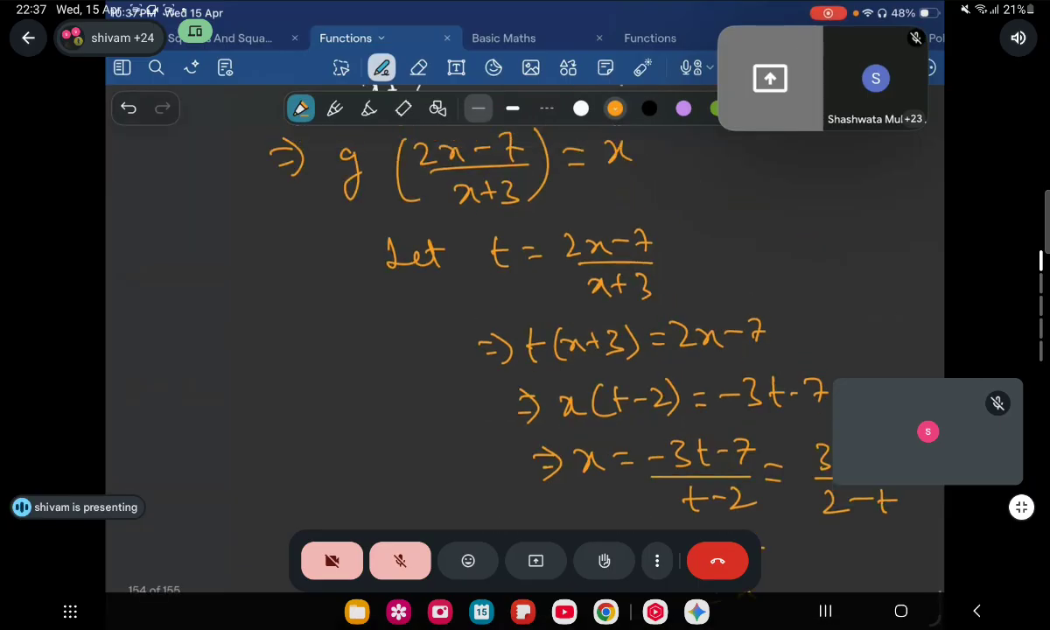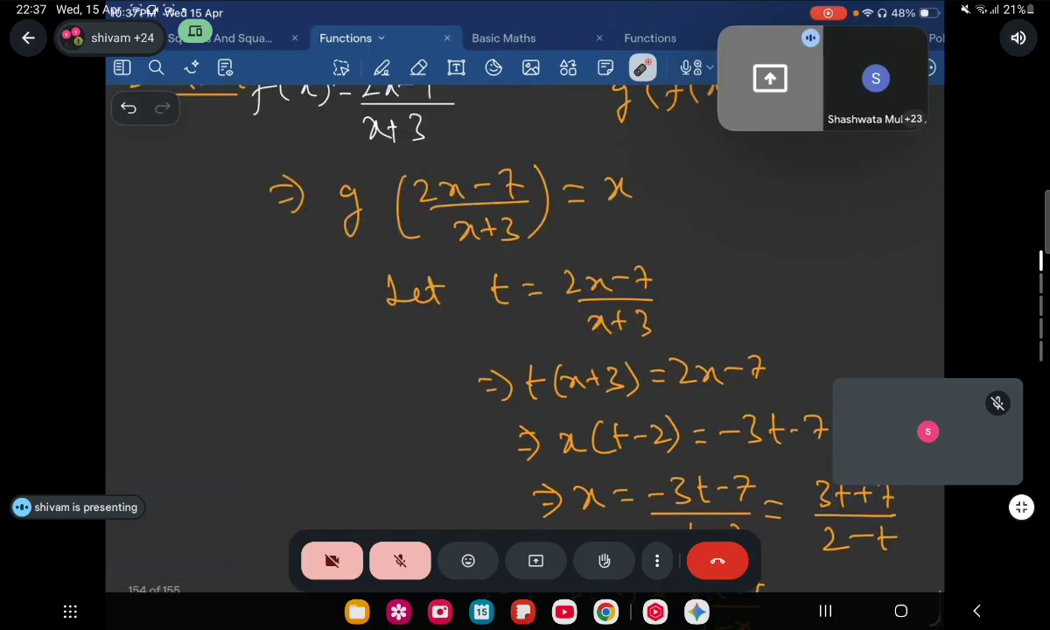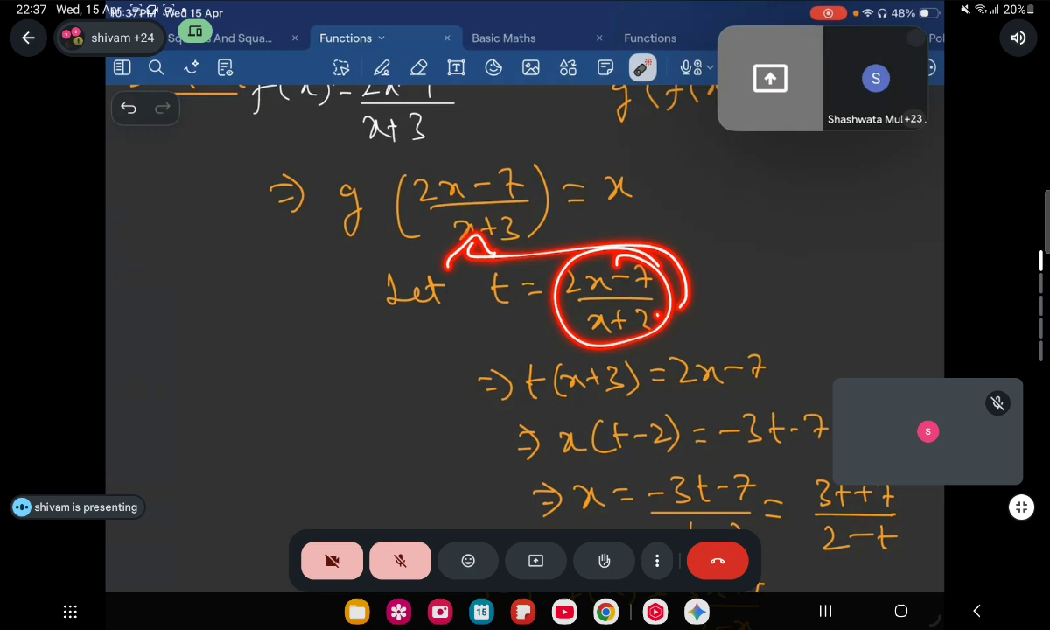Yes. Over here, did you understand how I found out the value of x? x equals minus 3t minus 7 upon t minus 2. Now what is t? t is 2x minus 7 upon x plus 3. So I substituted it over here. And what is x? x is 3t plus 7 upon 2 minus t.